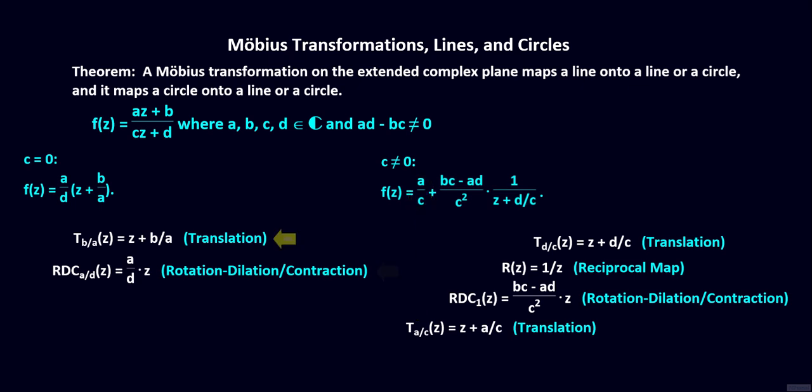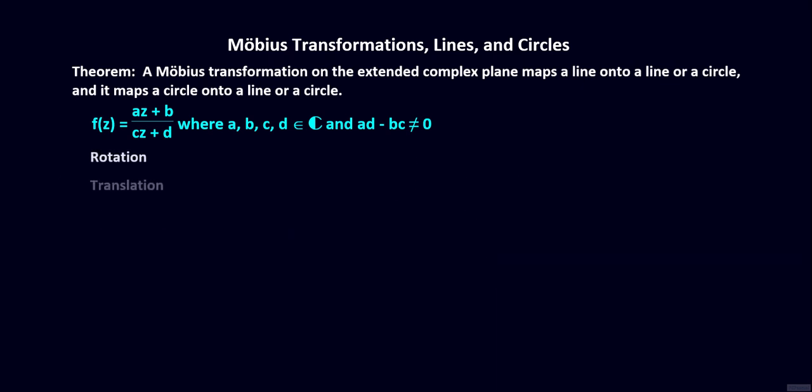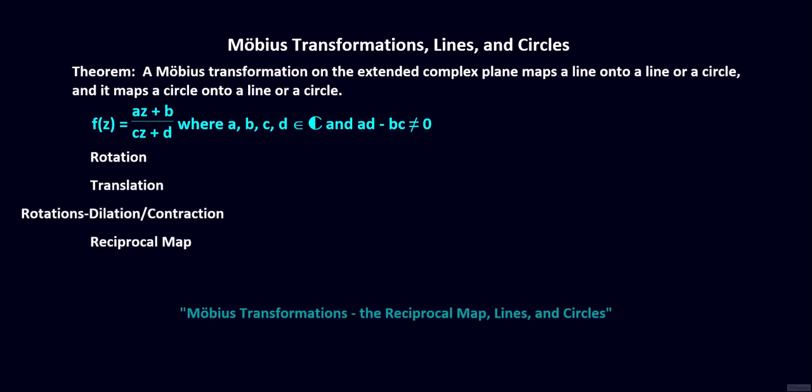If we show that each of these transformations maps clines onto clines, then we will have proven the theorem that Möbius transformations map clines onto clines. In the video Möbius transformations, the reciprocal map, lines and circles, we had shown that the reciprocal map maps clines onto clines. We refer the viewer to this video for the proof that the reciprocal map maps clines onto clines. We are including the link to this video in the description of this lecture.